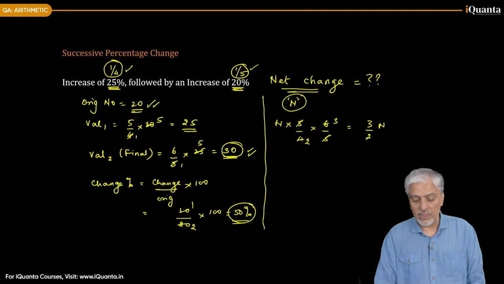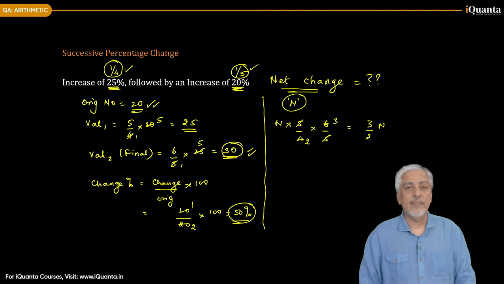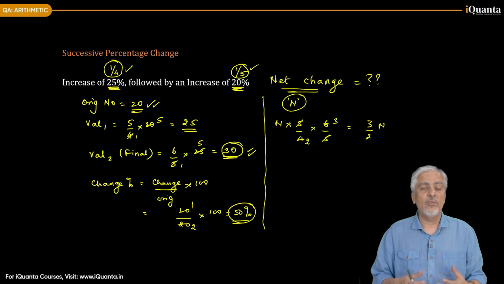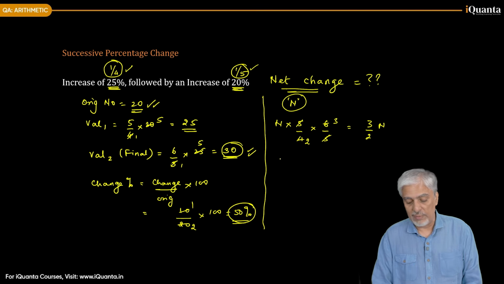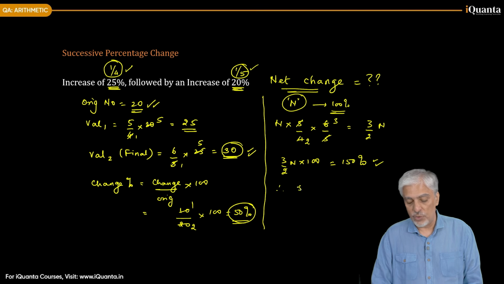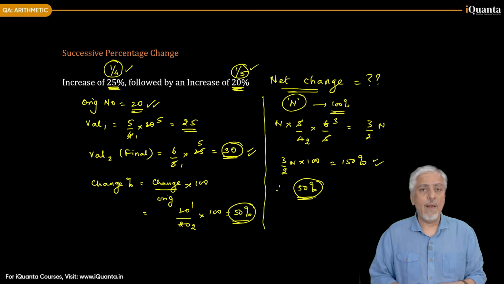The original number was n. The new number is 3 by 2 n. Now, what is 3 by 2 n? If you convert 3 by 2 to a percentage, it will become 3 by 2 into 100. That will become 150%. That means from 100%, something is becoming 150%. And therefore, the net change will be 50%. So that's method number 2.